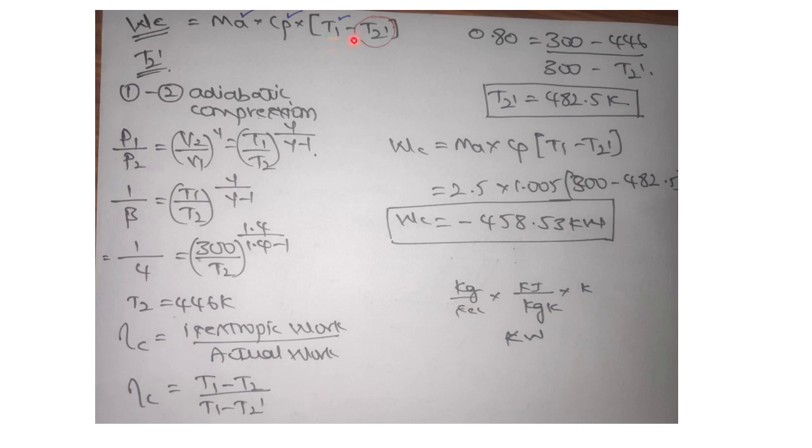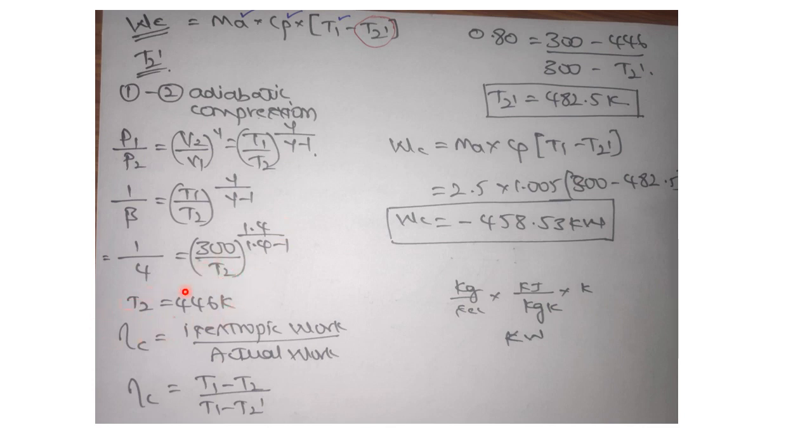So in order to find T2 dash, what will we be using? You'll be using the PVT conversion equation from process 1 to 2, which is adiabatic compression. So P1 by P2 is equal to (V2 by V1) to the power of gamma, that is equal to (T1 by T2) to the power of gamma divided by gamma minus 1. P2 by P1 is beta, so it is 1 by beta, equal to (T1 by T2) to the power of gamma divided by gamma minus 1. Substitute the things: you know the value of beta, you know T1, you know gamma is 1.4. So only T2 is unknown. T2 is calculated as 446 Kelvin, but you require T2 dash here.